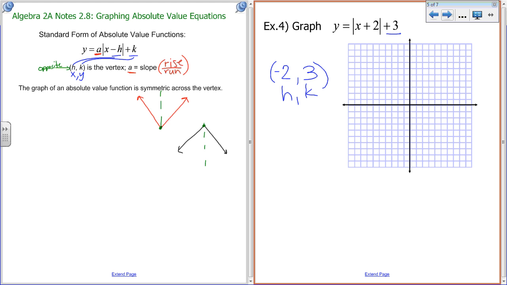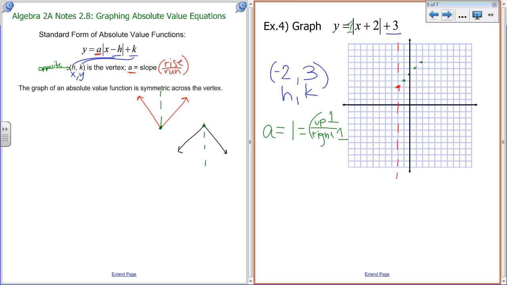My a value, you cannot forget that. If we don't see anything, that means we're multiplying by a 1 there. So our slope is 1, which means up 1, right 1. We're +1, so our graph should be going up. So my vertex now is (-2, 3) for that. And we should be drawing a line through that. Once again, this is where my symmetry is at. So it's shifted over 2 spaces.